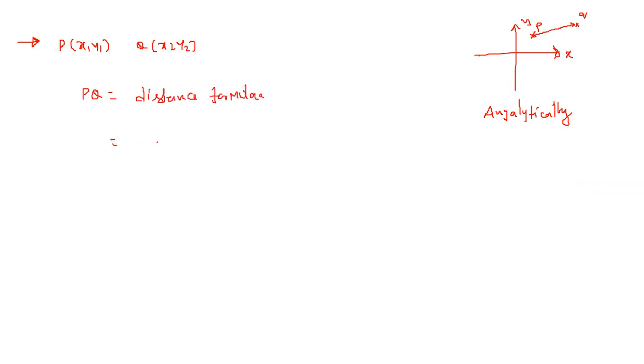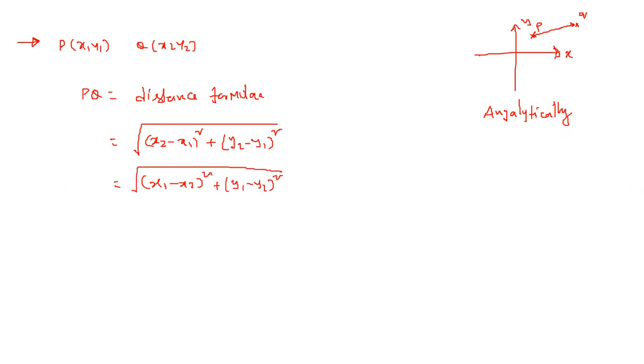It is the sum of the squares of the differences of the ordinates and abscissas. So square root of (x2 minus x1) whole square plus (y2 minus y1) whole square. Just subtract corresponding ordinates and abscissas, square them, and add them under the root. Or you can write (x1 minus x2) whole square plus (y1 minus y2) whole square. This is one of the important formulas we will use in many places. With the help of this, we have done many applications.